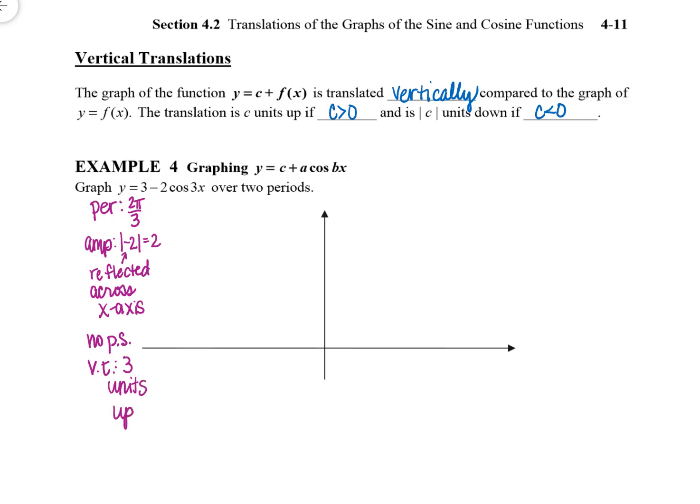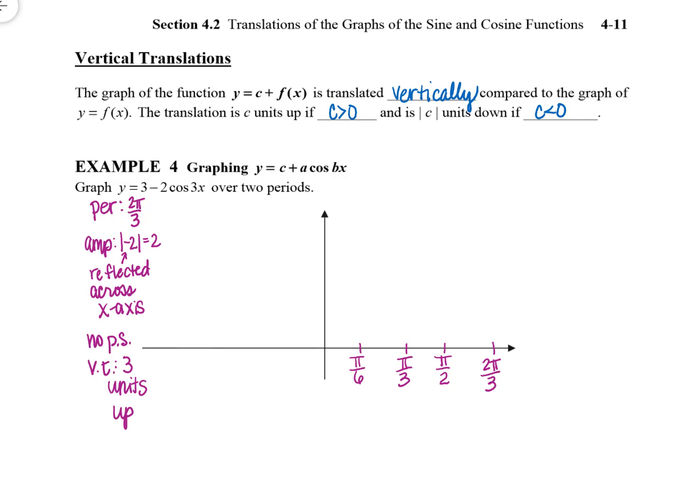Now, since there is no phase shift, we could graph a period going from 0 to 2 pi over 3. To find the other 3 key points, we take half of 2 pi over 3 is pi over 3, and then half of pi over 3 is pi over 6. We're going over pi over 6 for each of these intervals. We have 1 pi over 6, 2 pi over 6 is pi over 3, 3 pi over 6 reduces to pi over 2, and then 4 pi over 6 is 2 pi over 3.